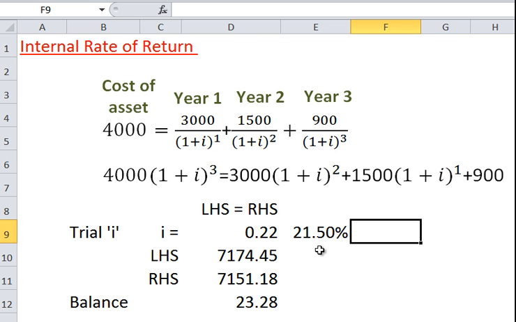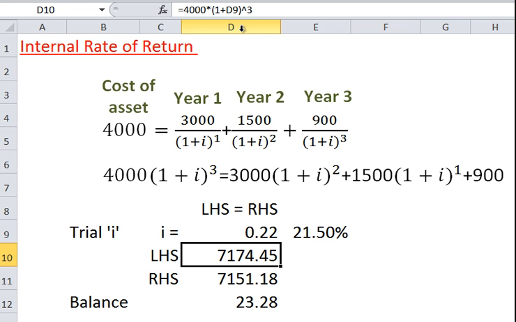So that's how you would use a spreadsheet to calculate the internal rate of return. The trick is entering these formulae that I've set up here. Just getting those correct, those two formulae, the left-hand side and the right-hand side, and then getting a figure that balances the two of them, that makes the left-hand side equal the right-hand side. And 21.5 seems to be the figure, or thereabouts.